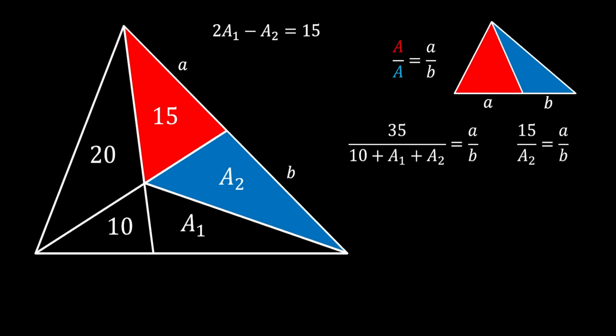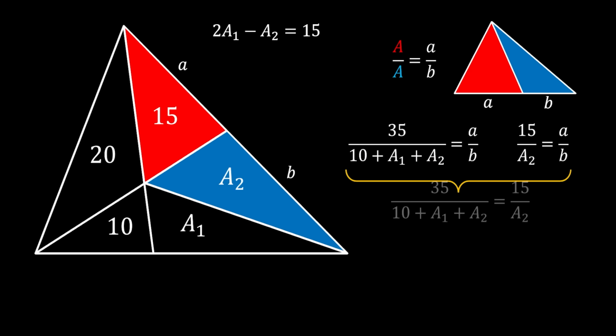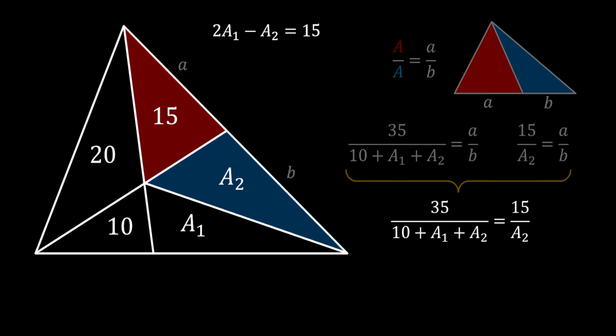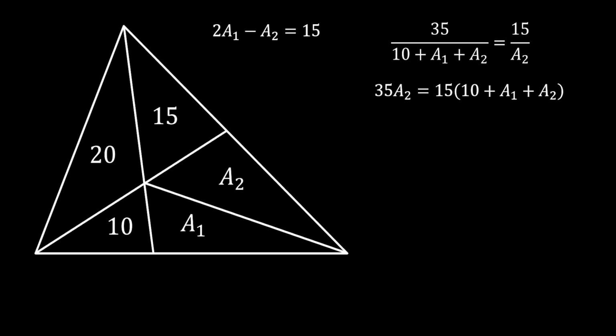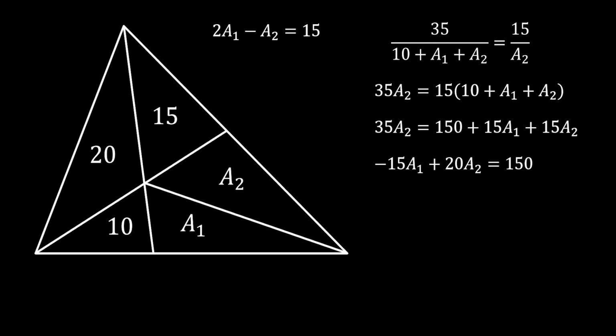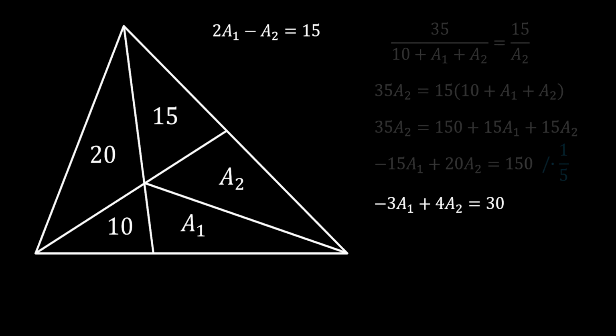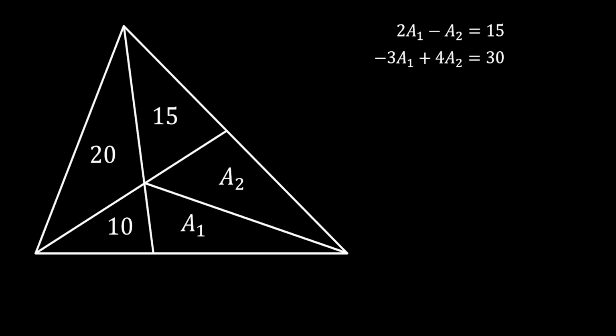Since both of our equations are equal to A over B, we can conclude that those two equations are also equal to each other. Now we can again cross-multiply this and get the following. From here we will expand the right side of the equation, then rearrange the terms and simplify everything by 5 to get that minus 3A1 plus 4A2 is equal to 30.